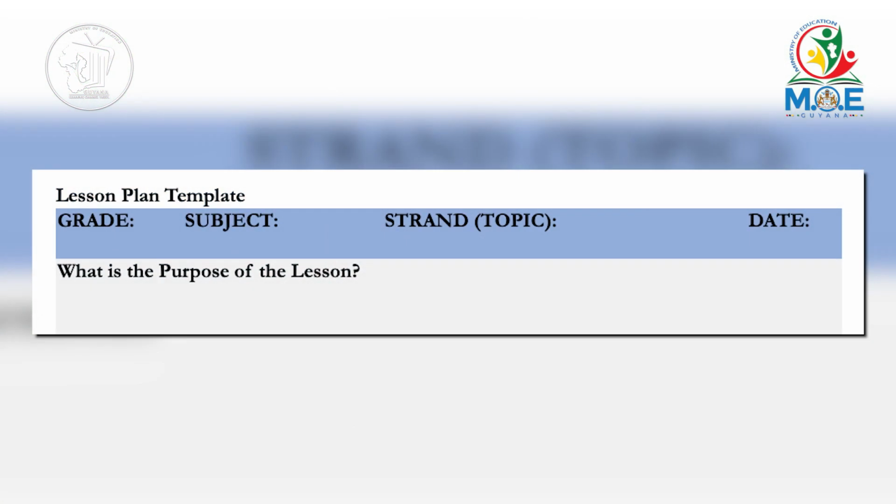And as you see, it begins first by the teacher writing in the grade that she's planning for, the subject, followed by the strand or the topic, then the date that she's planning for. Next, the objective of the lesson. Now here is where the teacher writes in the purpose of the lesson, what she intends to do or to achieve on that day.